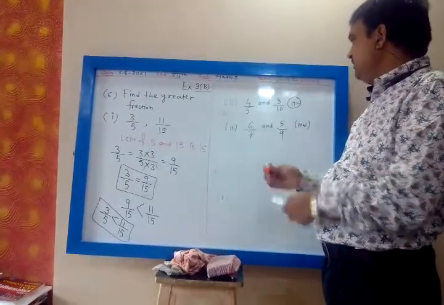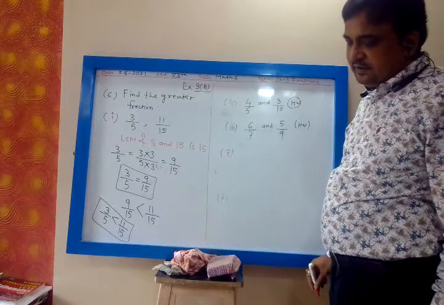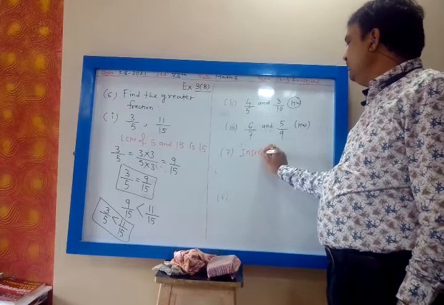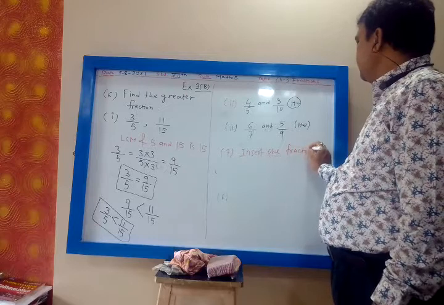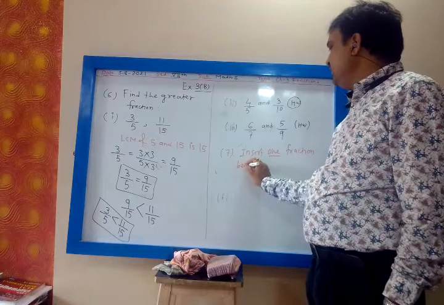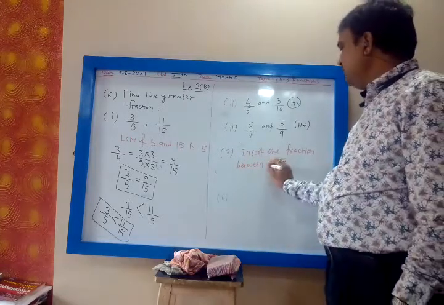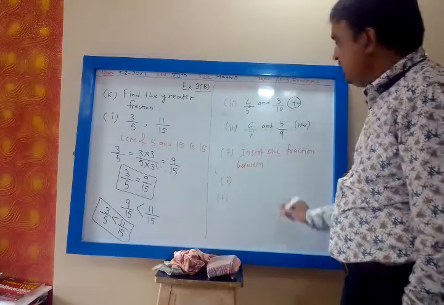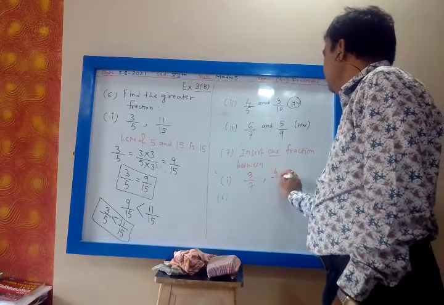Now we will do the seventh one. Insert one fraction between. First it is 3 by 7 and 4 by 9.